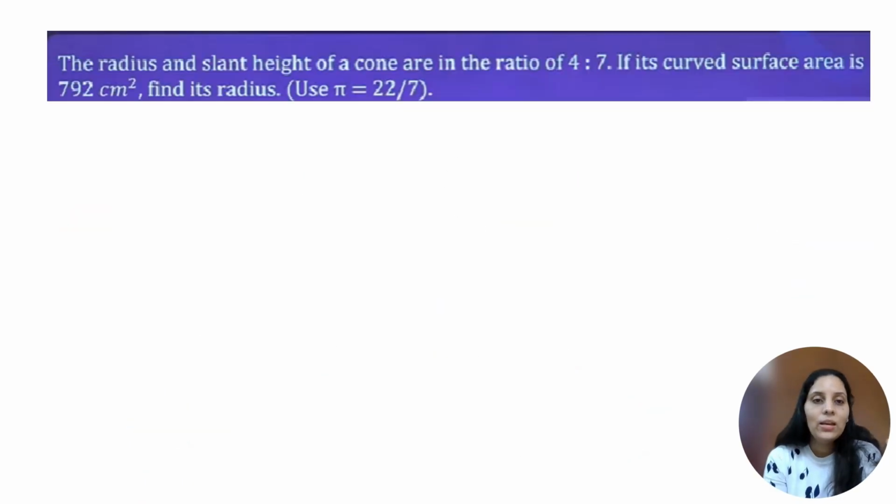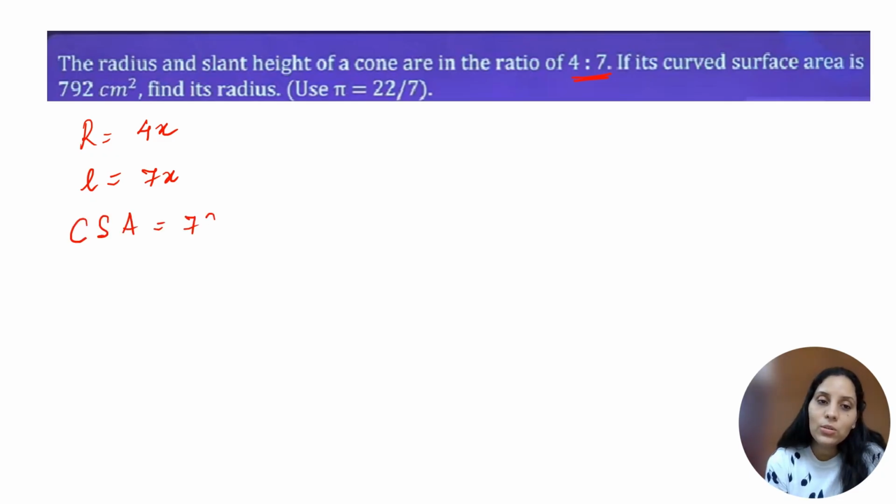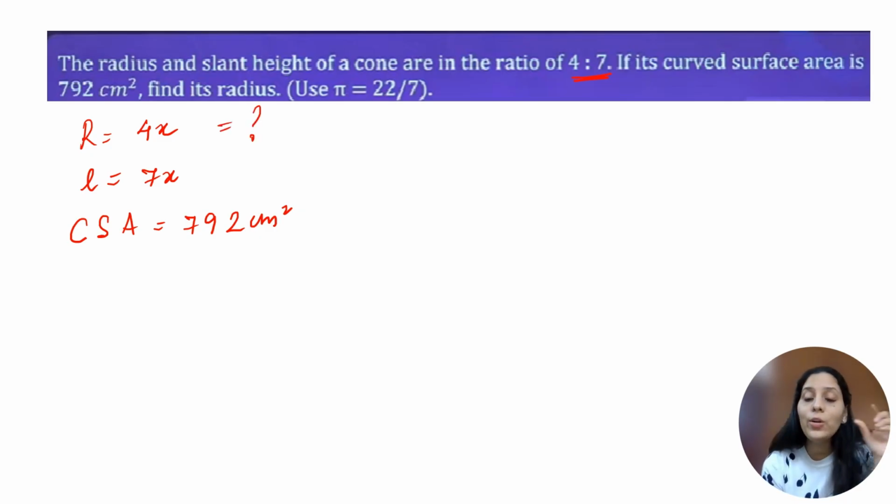Now moving on. The radius and the slant height of the cone are in the ratio 4:7. Alright, so radius and the slant height are in the ratio 4:7, means radius is 4x, slant height is 7x. If its curved surface area is 792, CSA is equal to 792 centimeters square. Find its radius. We need to find the radius. Alright, so first thing is you will write all the data that is given. Now that I have written all the data, I need to find the radius.